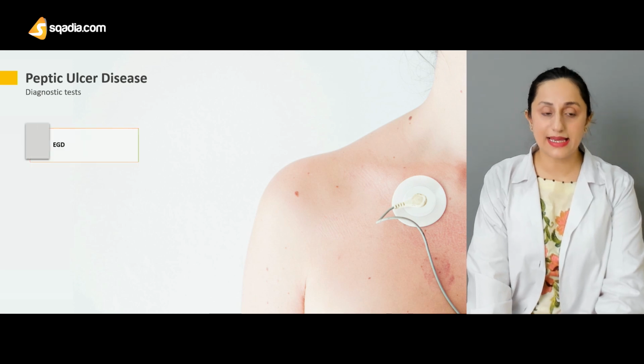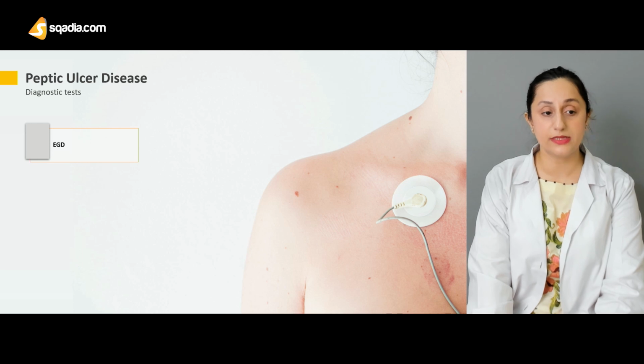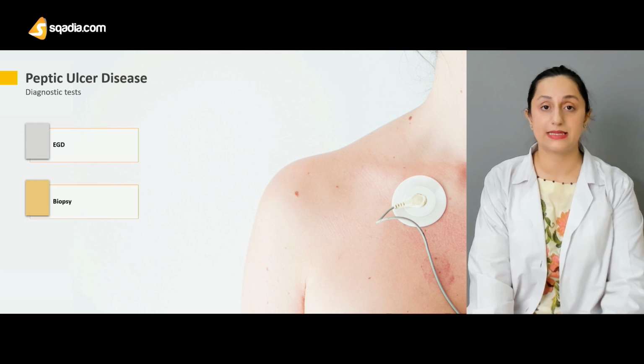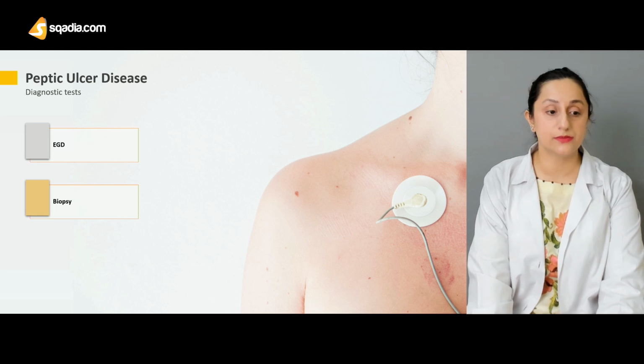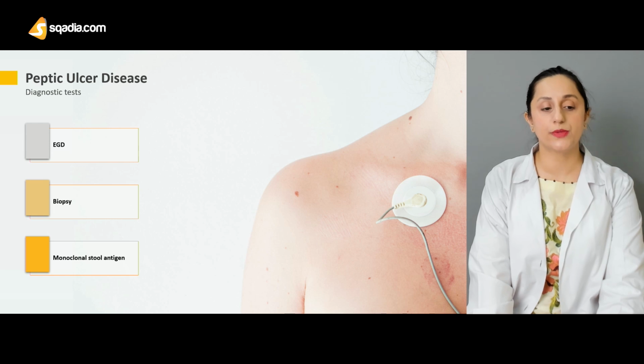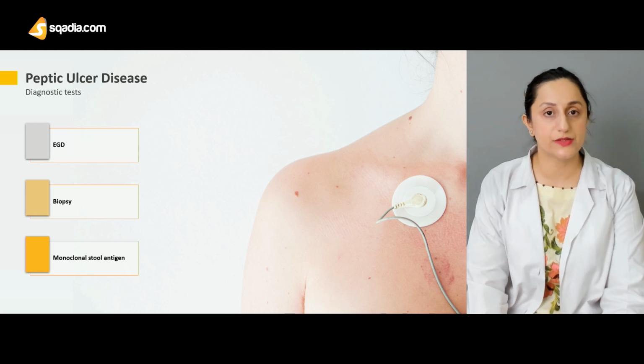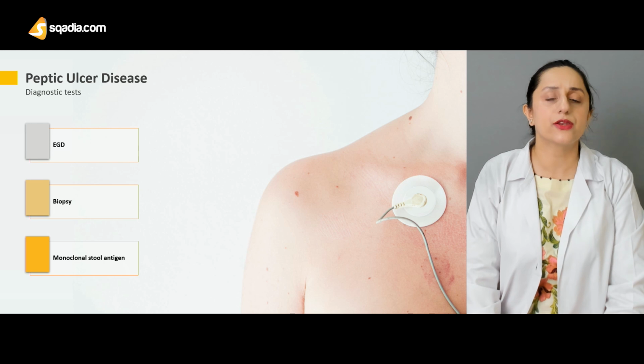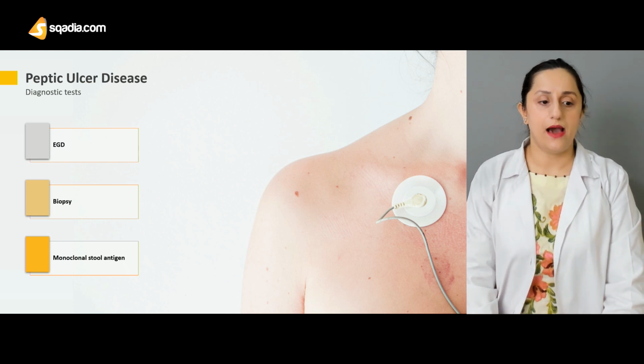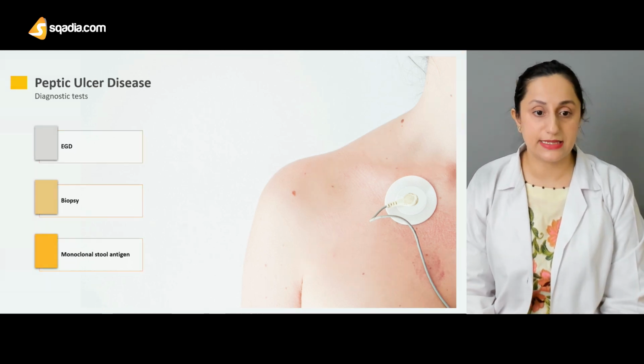The diagnostic test for this particular patient would be an EGD, an endoscopic examination of the stomach and duodenum. Biopsies are also taken, and you also perform a monoclonal stool antigen test for these patients to rule out any kind of chronic infection that he or she might be suffering from.